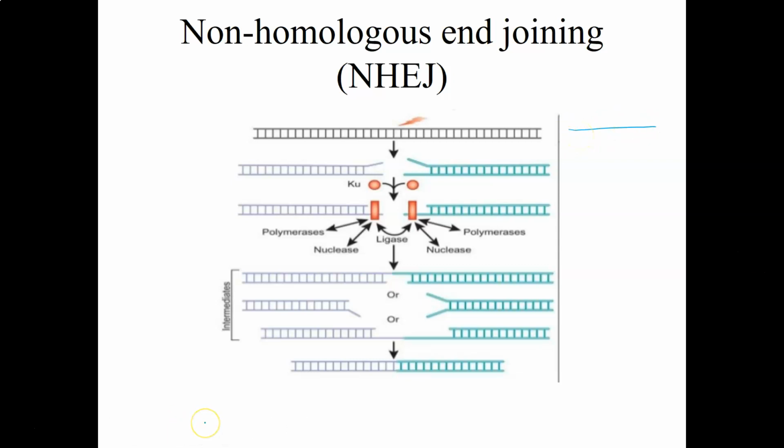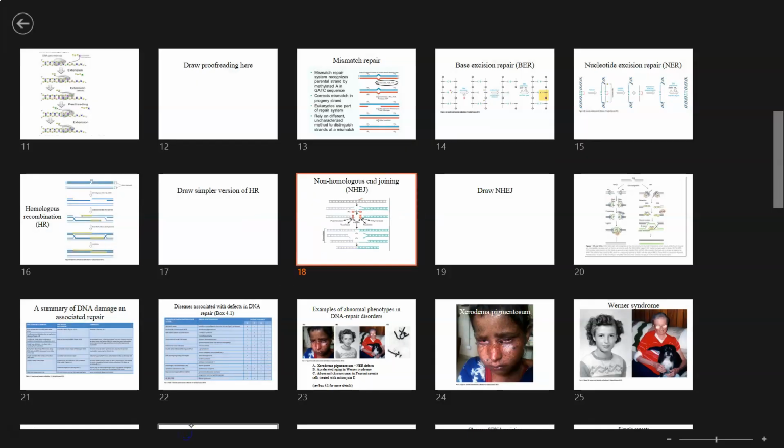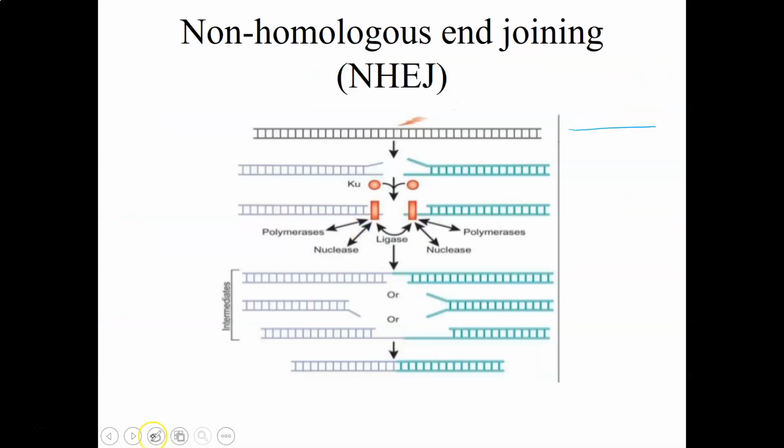Oh, what color do I want to use? I don't know. Picking a color can mess up your whole thing. All right.